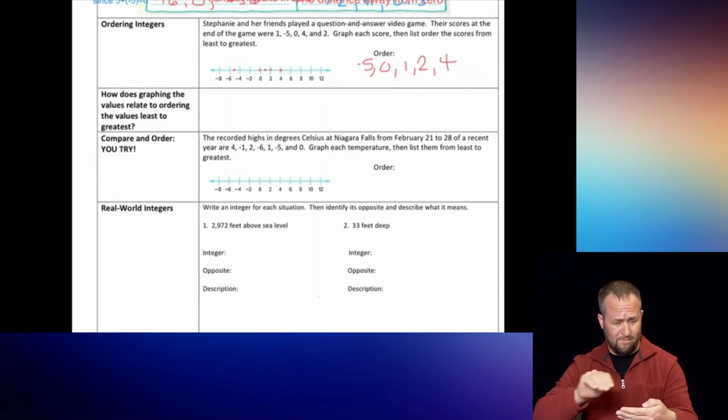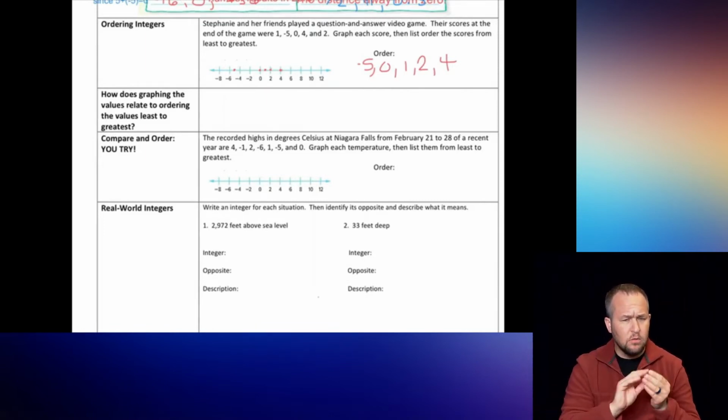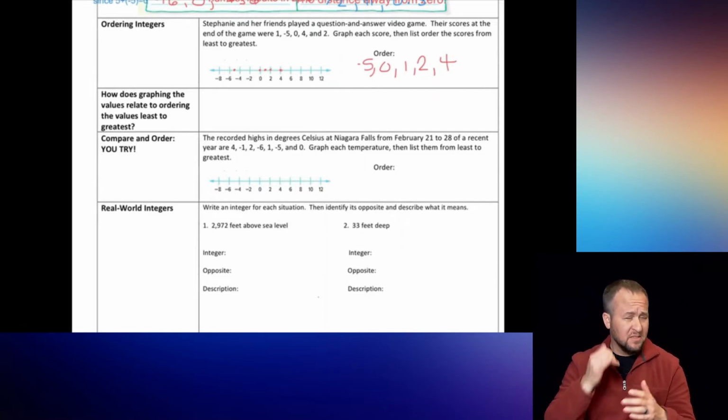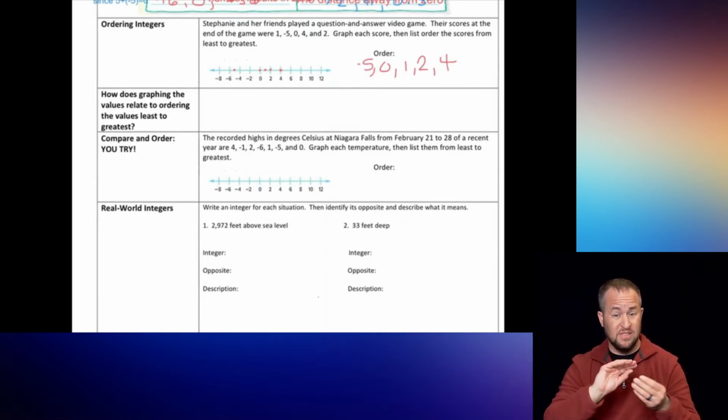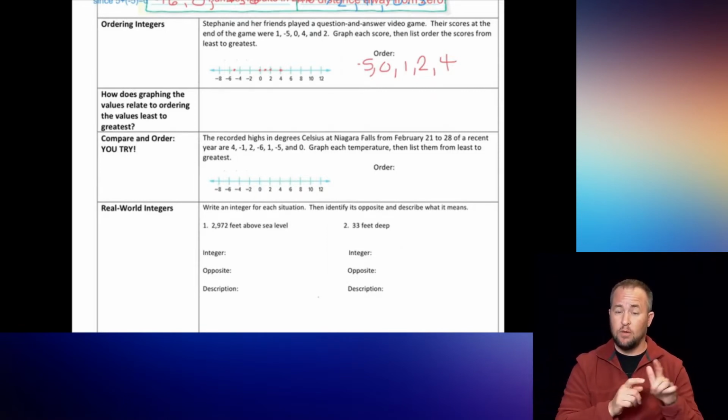So our next question is, how does graphing the values relate to ordering the values least to greatest? Basically, if you graph your numbers on a number line, you should be able to read it from left to right, least to greatest. So left means the least. The farther left a number is on your number line, that is the least value, or the smallest.